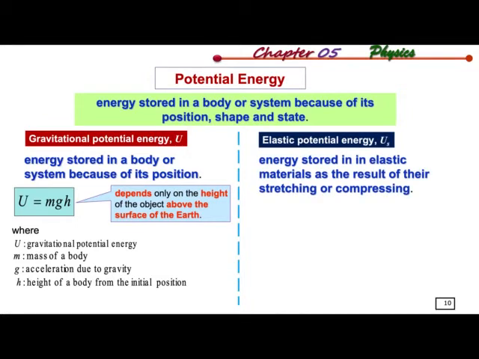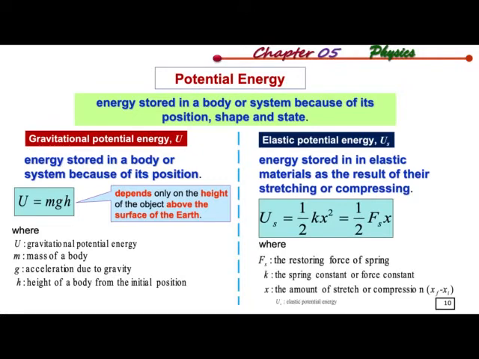While elastic potential energy is energy stored in elastic materials as a result of their compression or stretching. U is equal to half kx squared or half Fx, where F is the restoring force of the spring, k is the spring constant, x is the amount of stretch or compression, and U is the elastic potential energy.